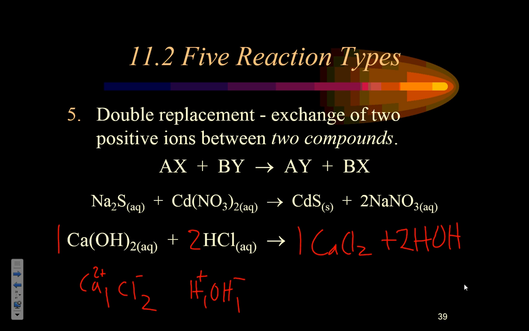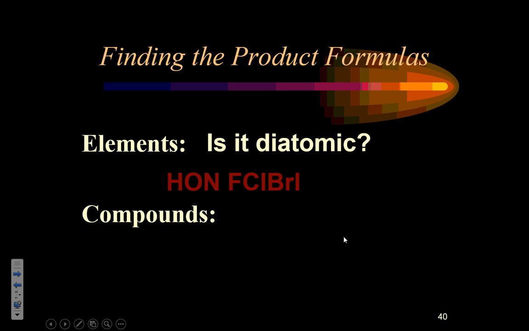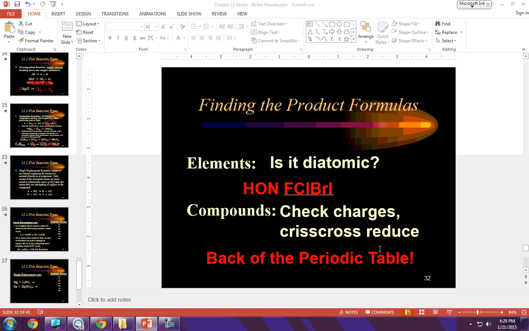When you have elements, it's always about: is it diatomic and Hofbrinkle? And when you have compounds, for the ones we're looking at, it's always going to be about find the formula of ionic compound, which means check your charges on the back, crisscross reduce, and you will have your compound's formula. So that ends our third set of notes.